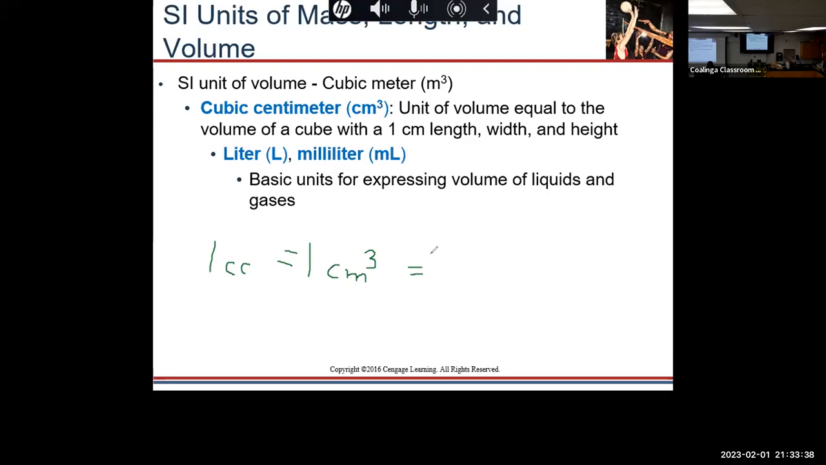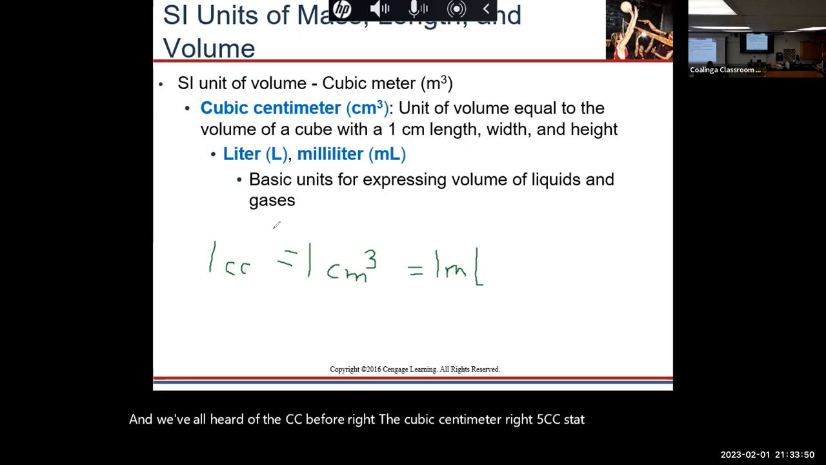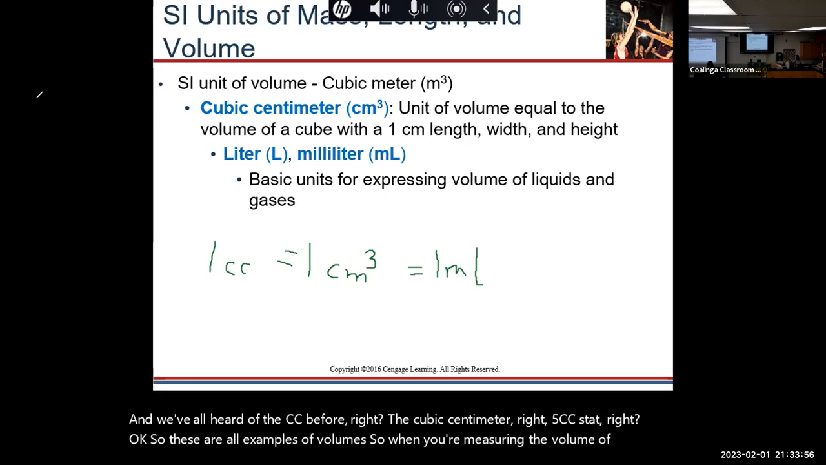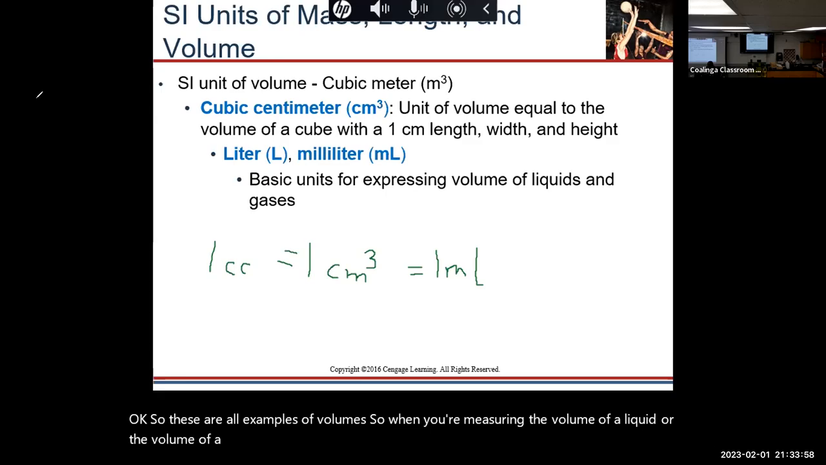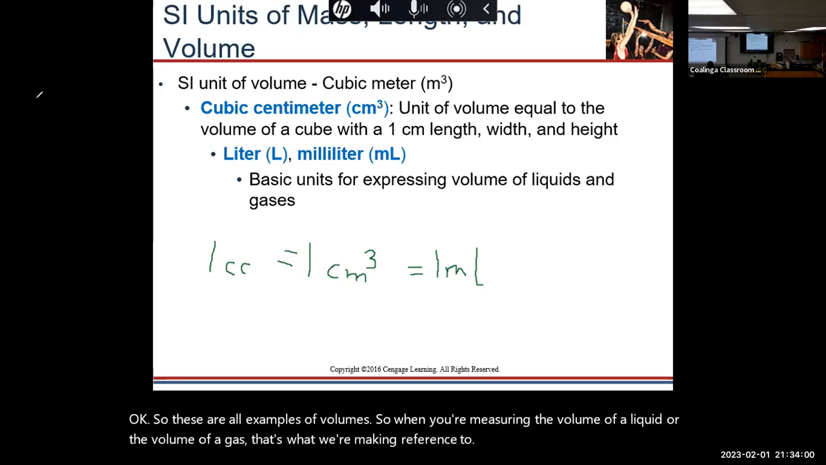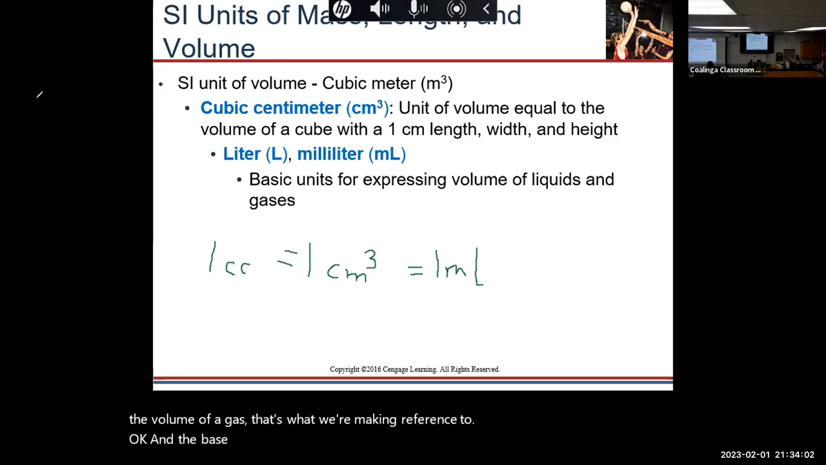Milliliters? One. And we've all heard of the cc before, right? The cubic centimeter, right? 5 cc stat, right? Okay, so these are all examples of volumes. So when you're measuring the volume of a liquid or the volume of a gas, that's what we're making reference to. Okay, and the base unit for volume is liters.